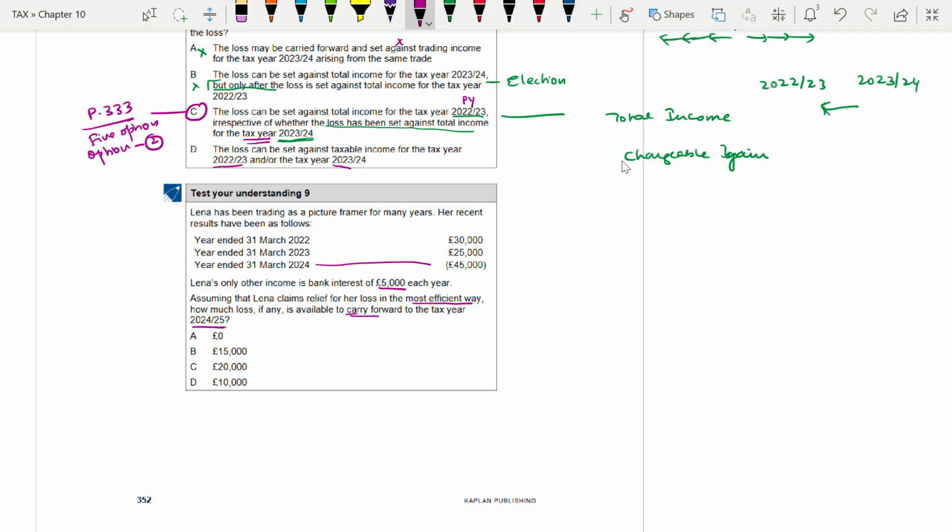Bank interest is how much? 5,000. Bank interest is 5,000. Total 45,000.